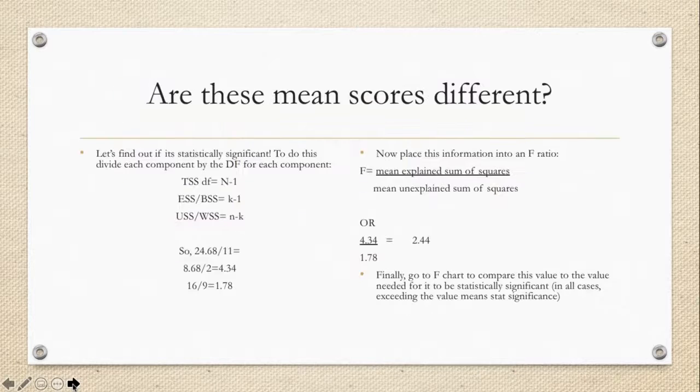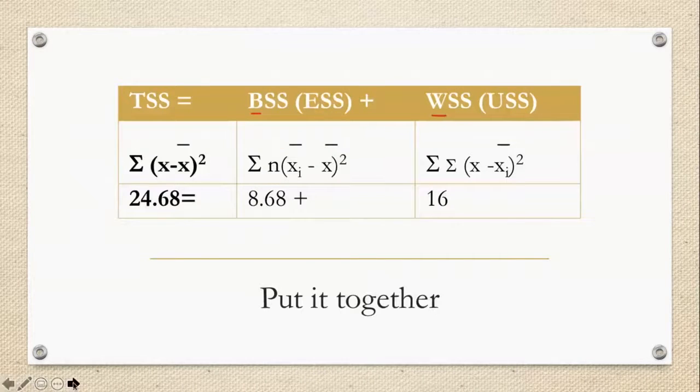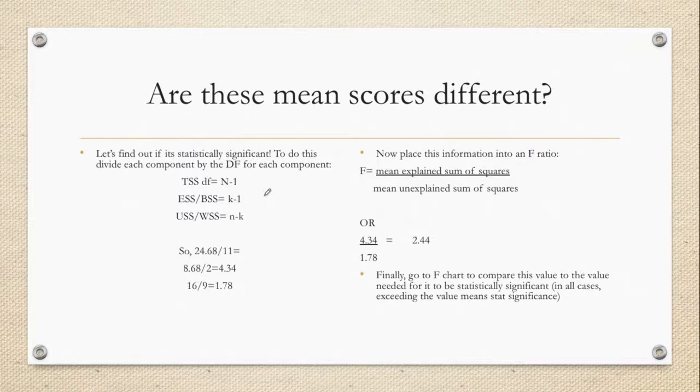All right, so now what? Well, ultimately what you're interested in is whether or not these mean scores are different across the test forms. So you need to find out whether or not this is statistically significant. In order to do this, you take each element of that equation that you just produced right there, and you divide them by the degrees of freedom for each component. So the degrees of freedom for the total sum of squares is n minus 1. In this case, our n is 12, so n minus 1 is 11.